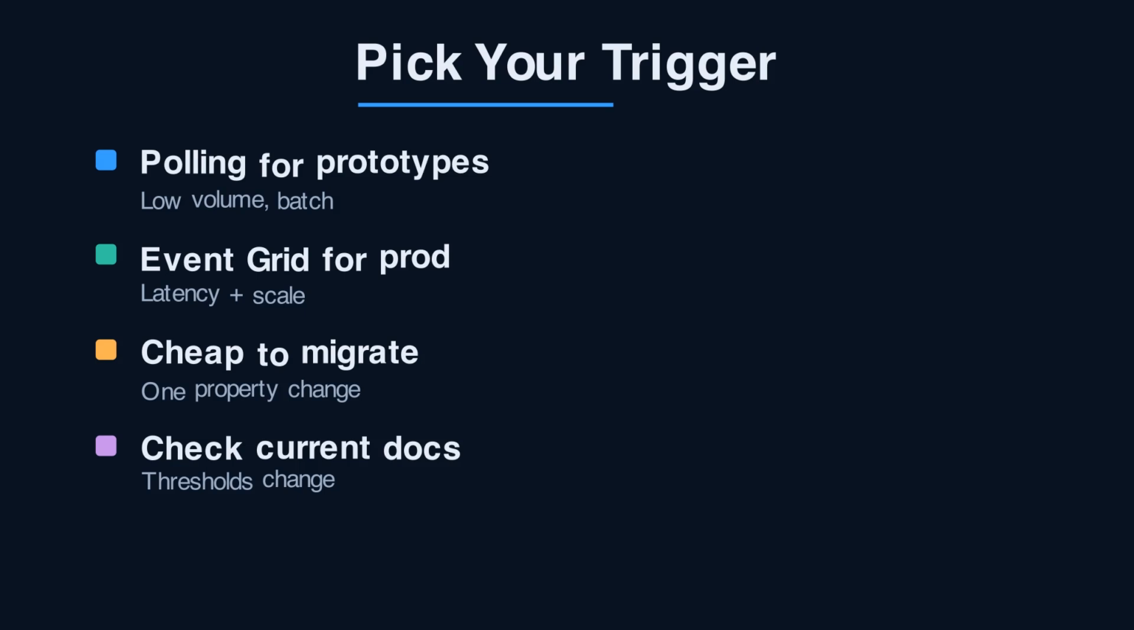Here's your one actionable takeaway. If the pipeline is anything more than a low-volume internal job, start with the event grid source from day one. The code is nearly identical, and you avoid a painful re-architecture under load. And because thresholds and pricing shift, confirm the current numbers in the Azure docs before you commit.